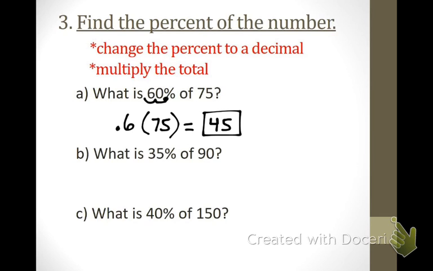Okay, what do I do? First part, change it to a decimal. 0.35, now what? Times 90, and what do you get? 31.5. 31.5 is correct.